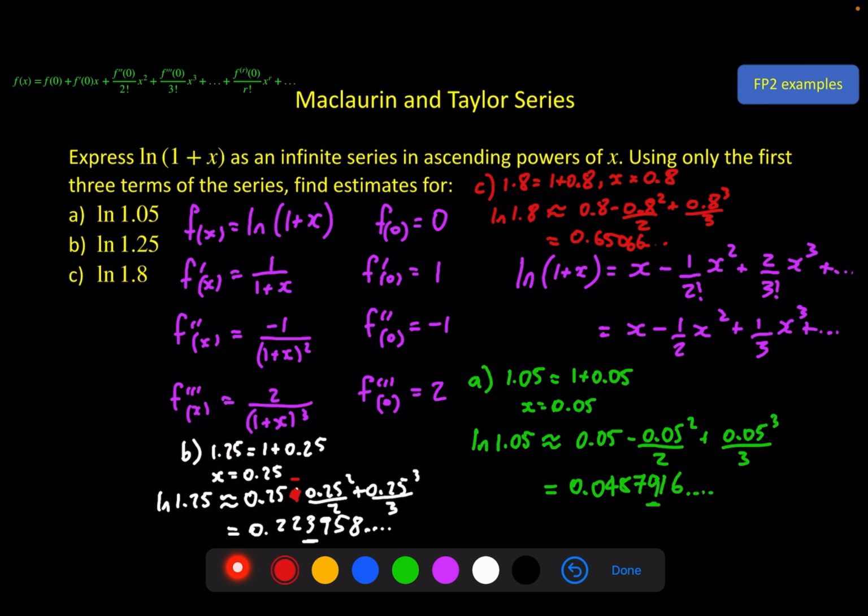0.65066... And the real answer is 0.5877, so that's not even correct to 1 decimal place. I guess you could argue it's correct to the nearest whole number, but only just. So that's a pretty poor approximation, really.